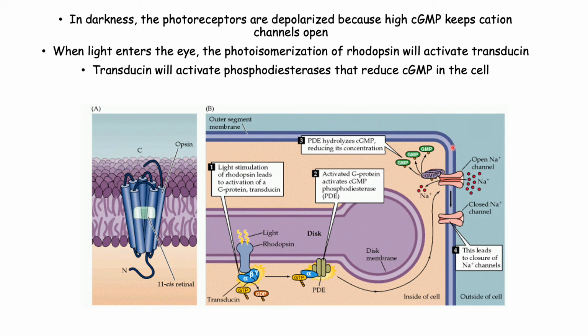If we reduce cyclic GMP in the cell, this will cause the cation channels to close. So the Na channels will close once the cyclic GMP is reduced in the cell. Closure of these cation channels will lead to hyperpolarization of the cell membrane, and this will lead to a reduction in the release of neurotransmitters from the cell.